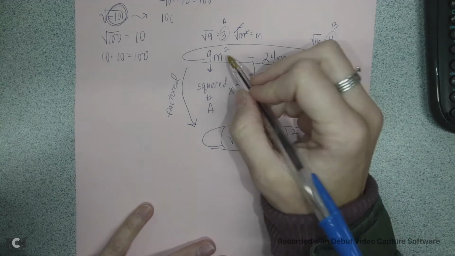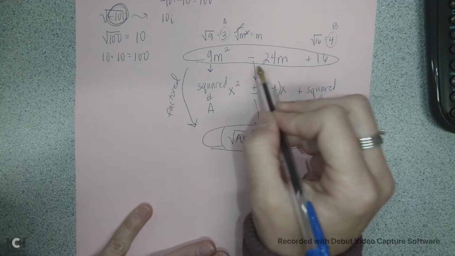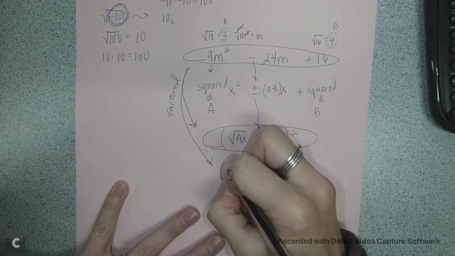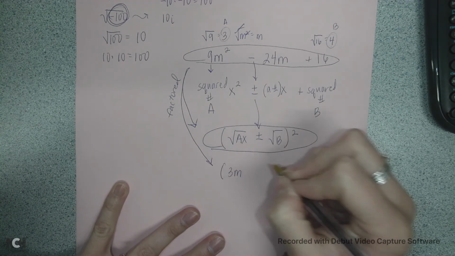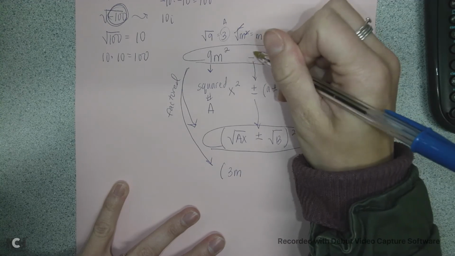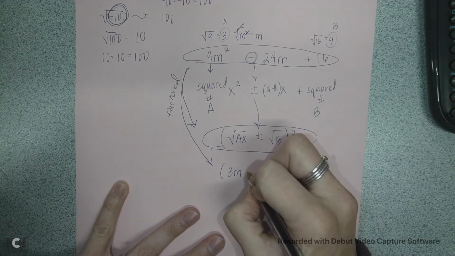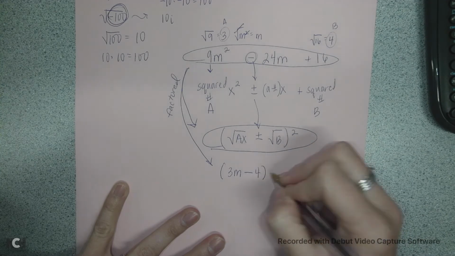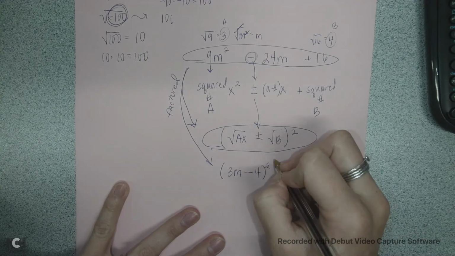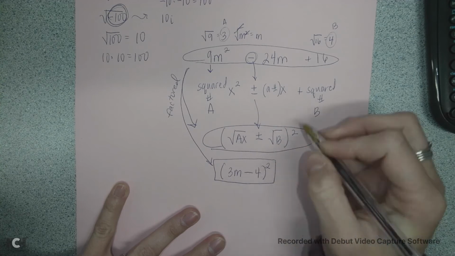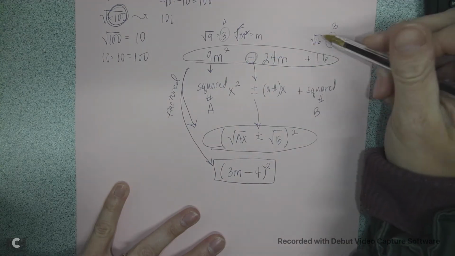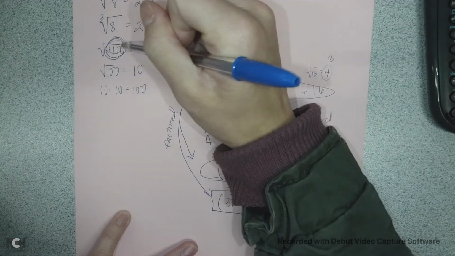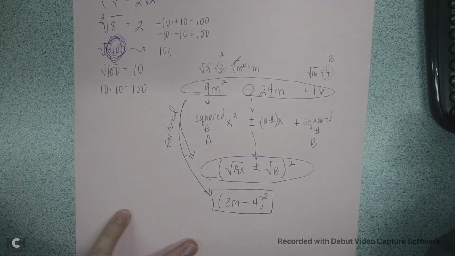So now our answer for this, so we want to factor this trinomial. The answer is going to be 3m, and then you take whatever sign the second term has, which is a negative, and then we square root 16, so it's 4 squared. So this is the factored answer of our trinomial. Here's the thing, this third term always needs to be positive because why? You can't square root a negative number.